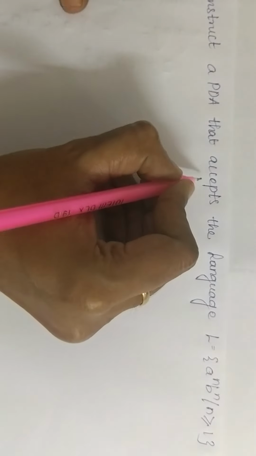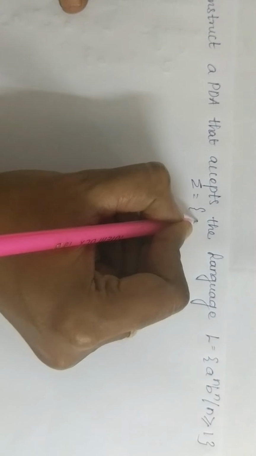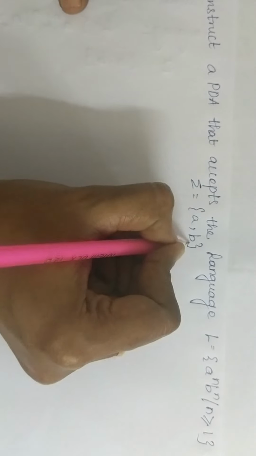In this class, we are going to study constructing push-down automata for a given language. The example problem is: construct a PDA that accepts the language L equal to A power n, B power n such that n is greater than or equal to 1, where sigma equals A comma B. For this particular language, we are going to construct the PDA.